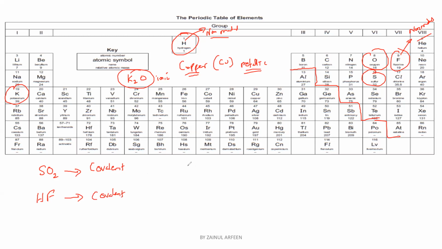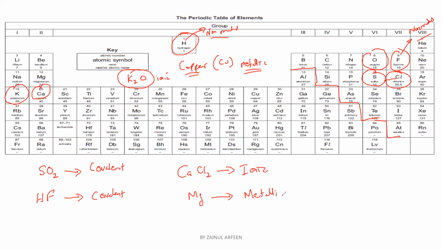Same thing, if I say calcium chloride, CaCl2, what kind of bonding is there in calcium chloride? Calcium is a metal, and chlorine is a non-metal. So metal and non-metal are together, so they will have an ionic bond. Magnesium alone, Mg, what kind of bonding is there? Because it's a metal, it will be metallic.